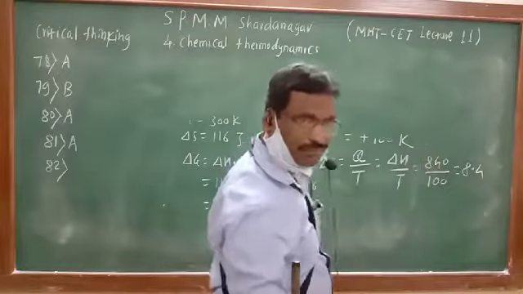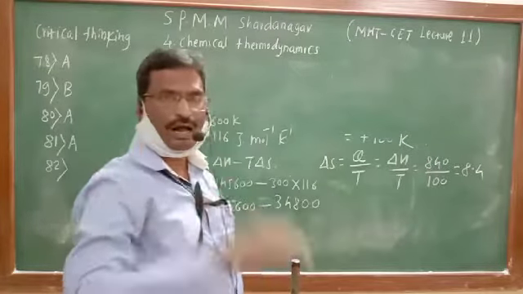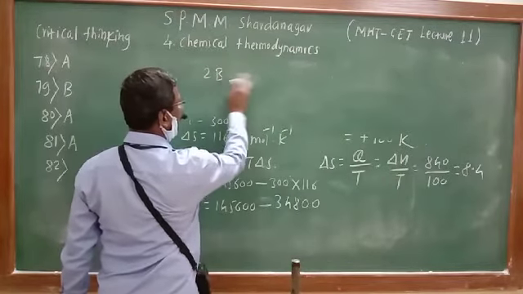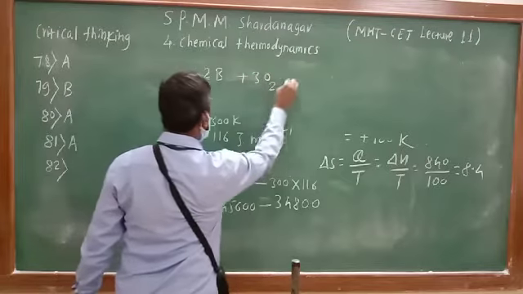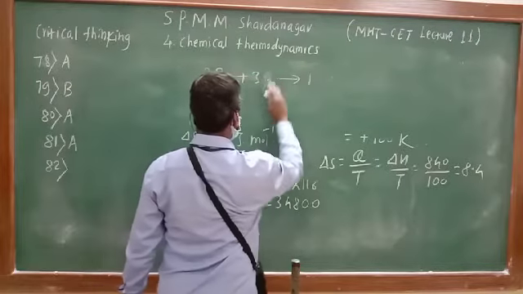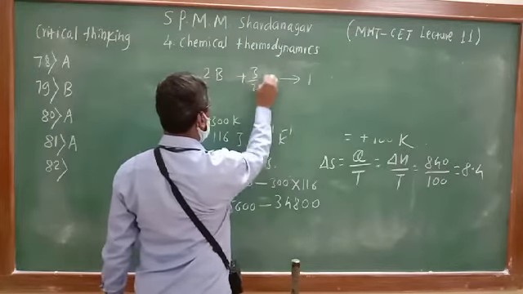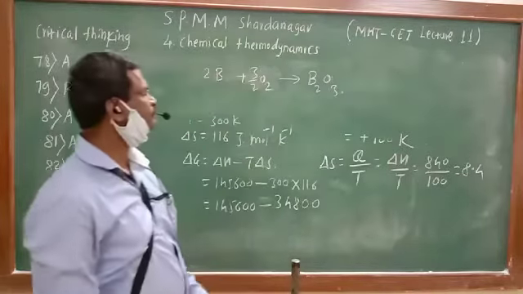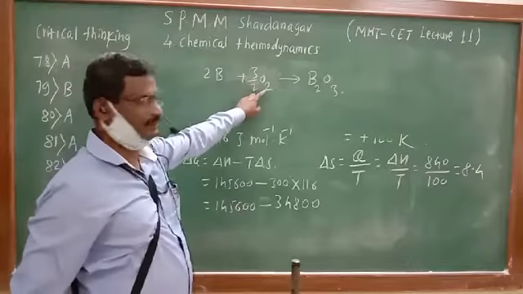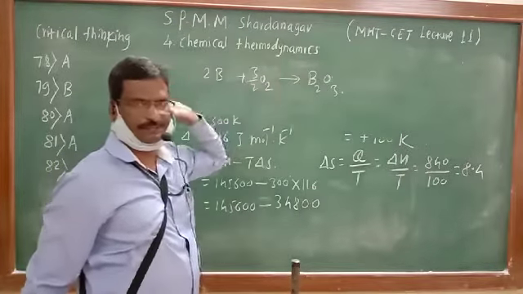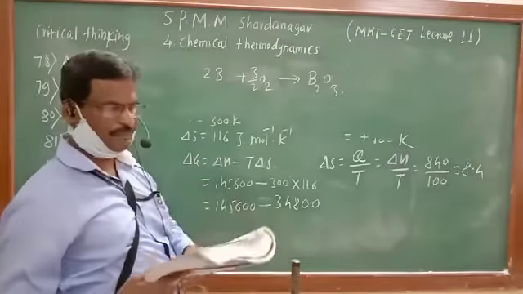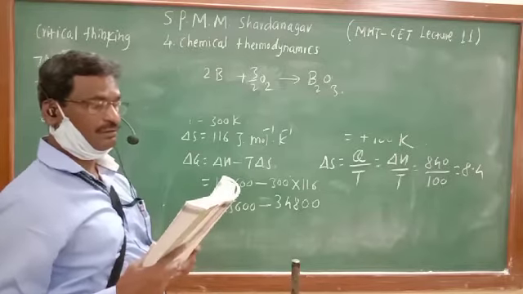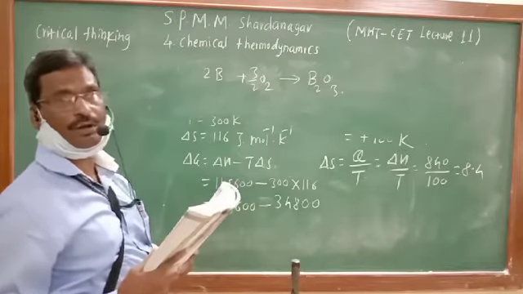Boron on combustion gives boron trioxide. Reaction: 2B plus 3/2 O2 gives B2O3, boron trioxide. This is the reaction of combustion of boron. We have to calculate the standard heat of combustion of solid boron.